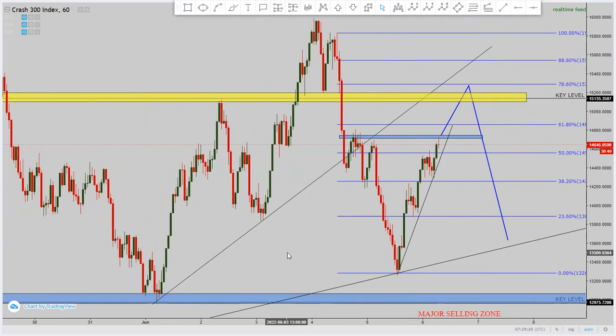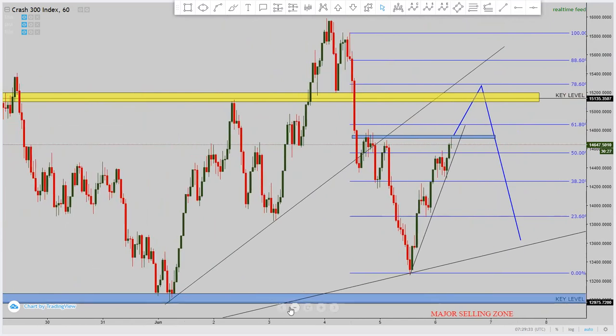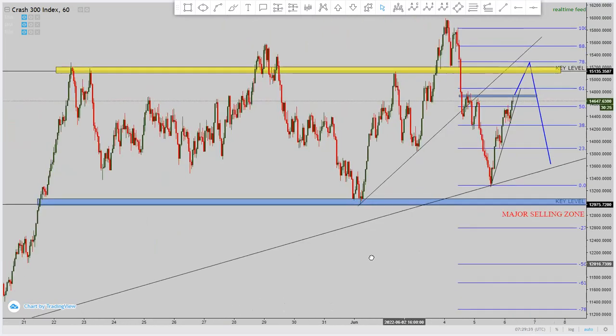That is what we're currently looking at, and that is what we're currently expecting. So we simply fold our hands as we wait for price to move and act. So that is it for Crash 300, guys. Any questions?